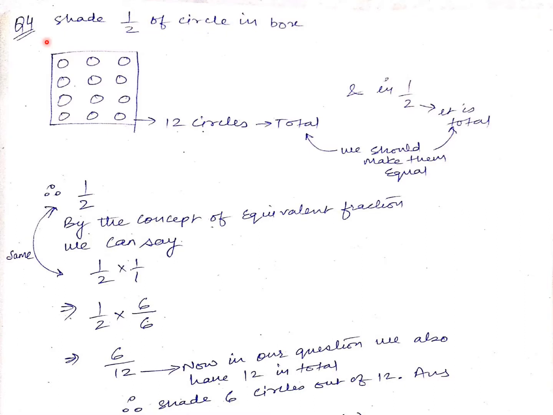In the last class, I gave you this question number 4, in which we had to shade 1 by 2 of circles in the box. I told you that day that here the total number is 2 and we have a total of 12 circles. So we have to make this 2 as 12. For that, what I did was multiply the numerator by 6 and the denominator by 6. Many of you had doubts about why I did this.